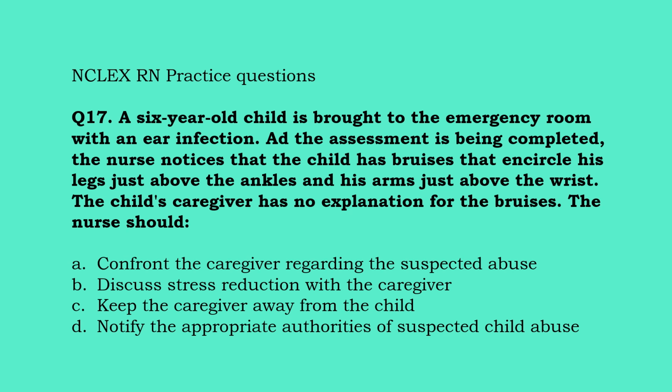Question 17. A 6-year-old child is brought to the emergency room with an ear infection. As the assessment is being completed, the nurse notices that the child has bruises that encircle his legs just above the ankles and his arms just above the wrist. The child's caregiver has no explanation for the bruises.